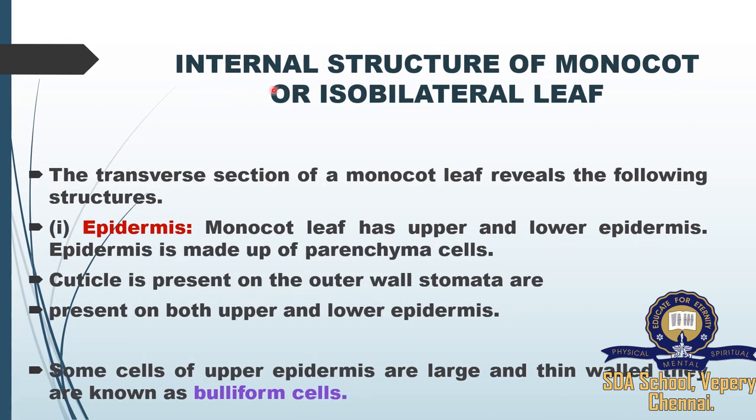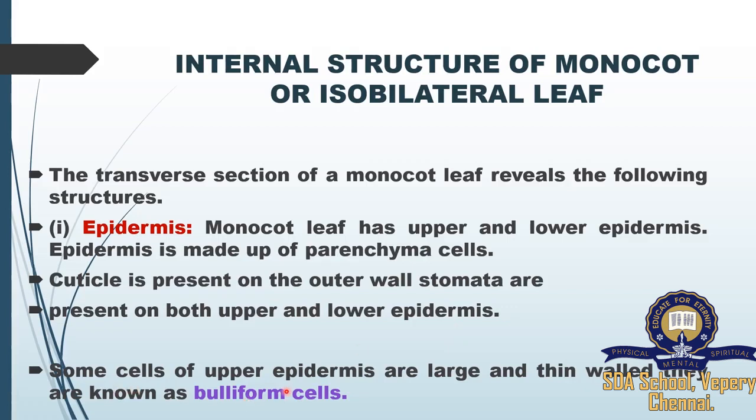Next, internal structure of monocot or isobilateral leaf. Here we have the epidermis. The monocot leaf's upper and lower epidermis is made up of parenchyma cells. So both the layers are made up of parenchyma cells. Cuticle is present on the outer wall, and stomata are present on both upper and lower epidermis. So the cuticle is present on the outer wall of the stoma, in both the upper and lower epidermis.